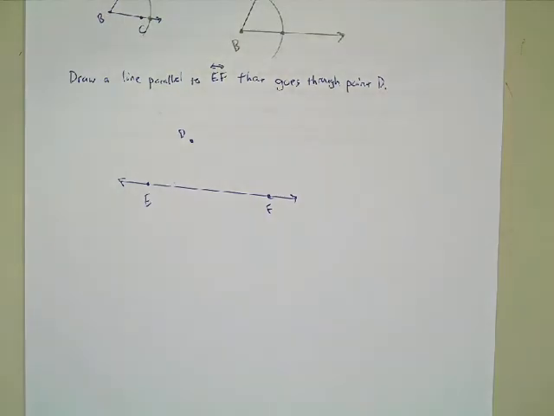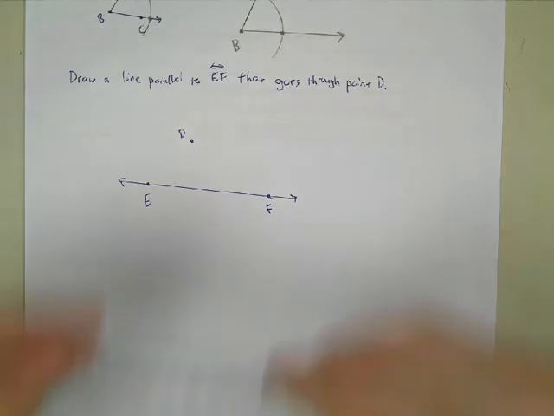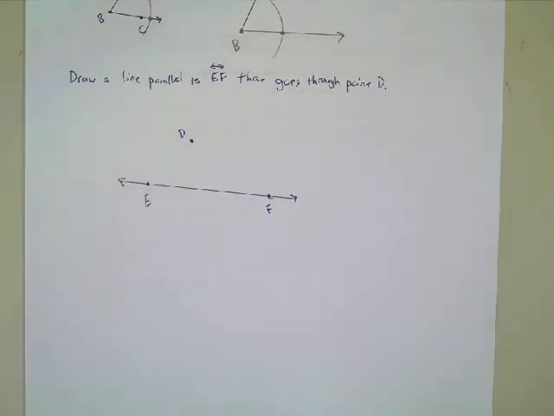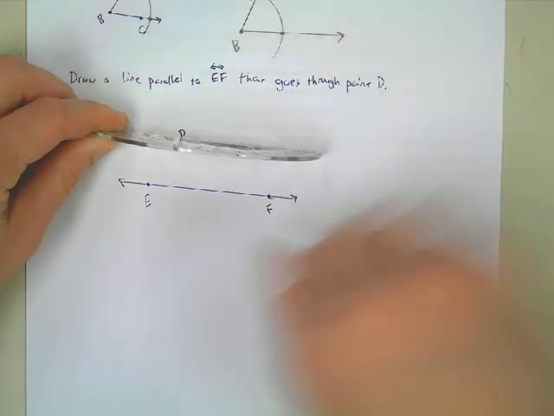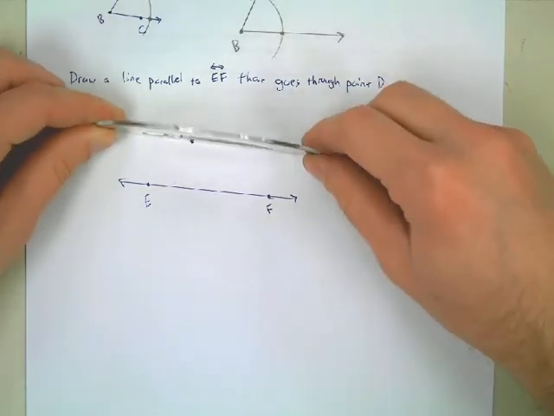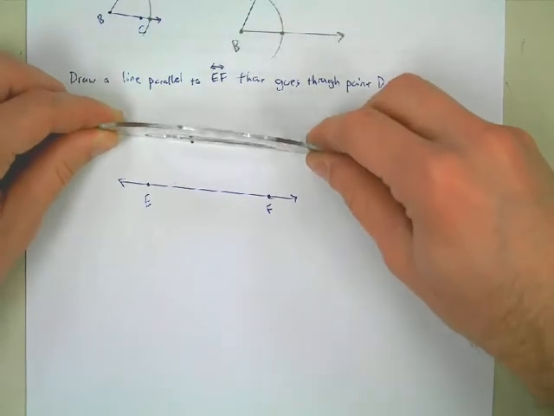Okay. So we should already have an idea about what's going to happen here, right? Our parallel line should look something like this. It's going to be parallel to EF, but it's got to go through point D. So we want to create something that looks like this protractor here. Now, how are we going to do that? Well, let me show you.